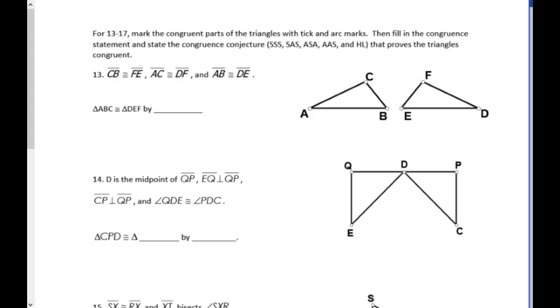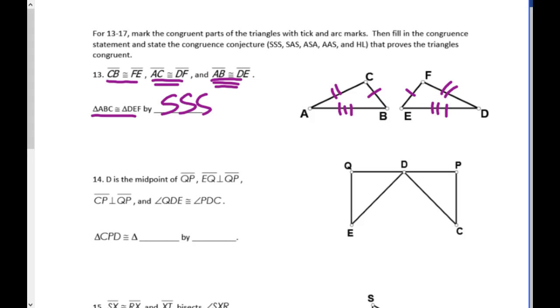Okay, talk about triangle congruence. You have to label stuff. So when it says CB is congruent to FE, tick marks on CB and FE. This says AC and DF are congruent. AC, DF. And it says AB and DE are congruent. AB, DE. So they're congruent. There's your statement by side, side, side. 3 sides are congruent, right?